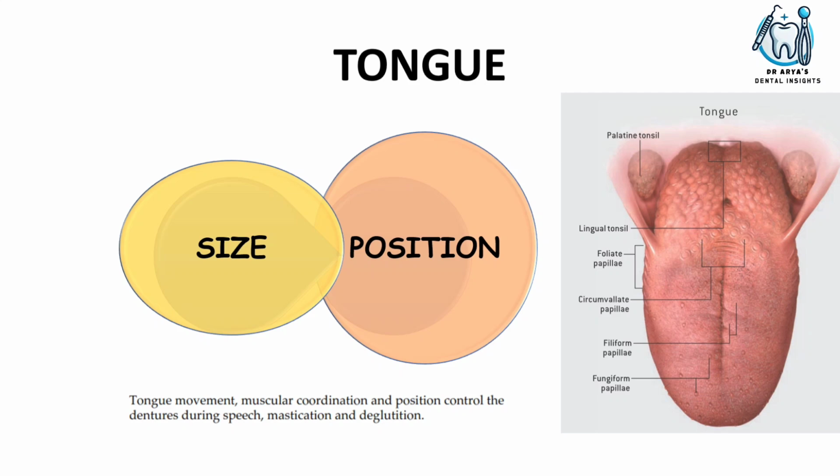Let's move on to the tongue. The tongue should be examined for its size and position. Tongue movement, muscular coordination and position control the dentures during speech, mastication and deglutition.